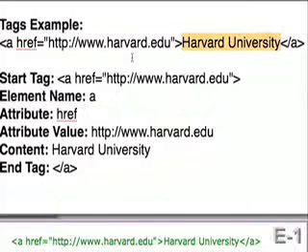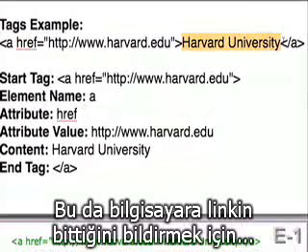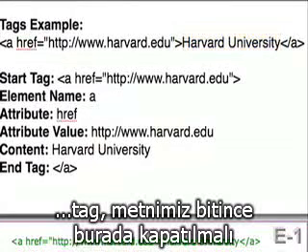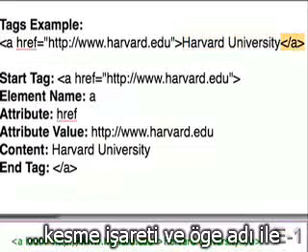Now, the content of the tag, Harvard University, will show up as the blue underlined link that we're accustomed to. The way that the computer knows that the link is finished, to stop underlining the text, is to have the end tag here with the slash and the element name.